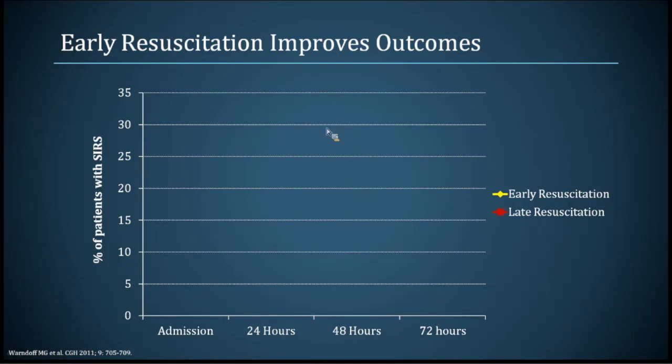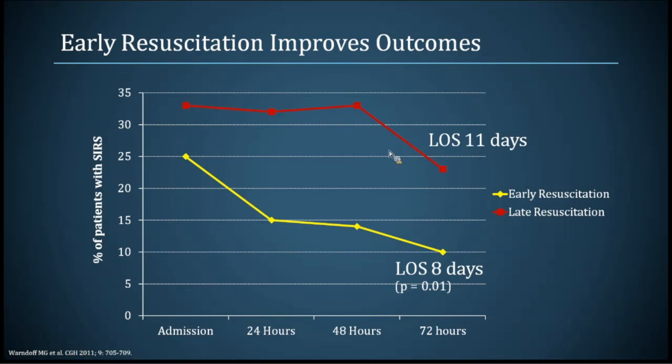But in a retrospective series, they looked at patients who got early resuscitation with IV fluids. Between the early and late groups, they got the same amount of fluid over those first 3 days of their hospitalization. The question was, was it shifted more heavily in the first 24 hours? In the early group, 25% of patients had SIRS on admission, and that dropped to 10%. In the late group, their SIRS rates were much higher, and they came down much later in the course. The length of stay was rather different, 11 days down to 8 days, and this, of course, is statistically significant.